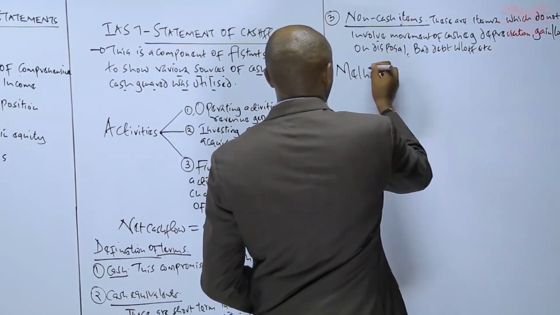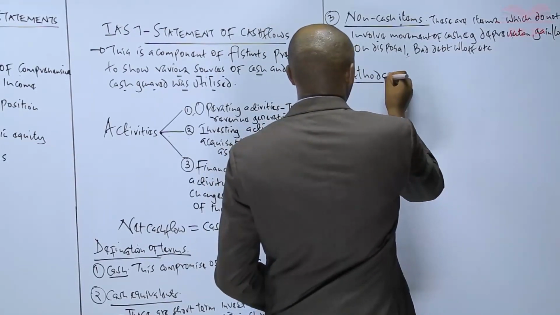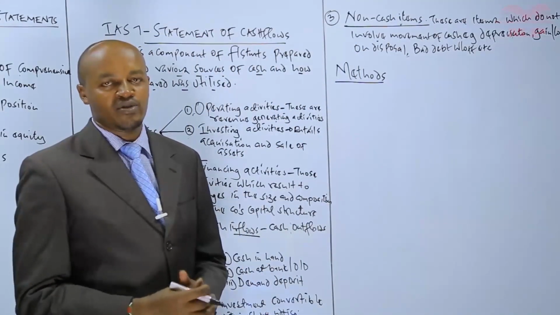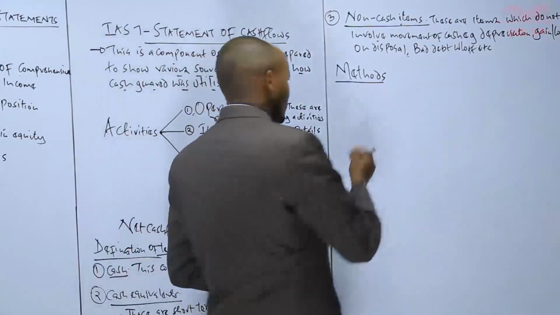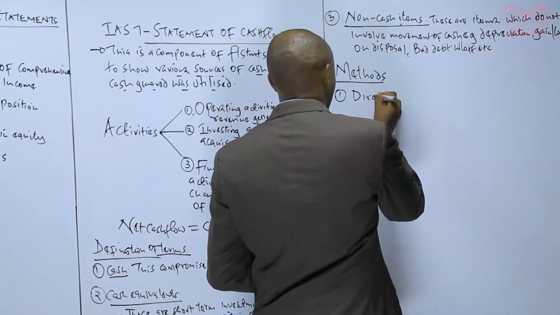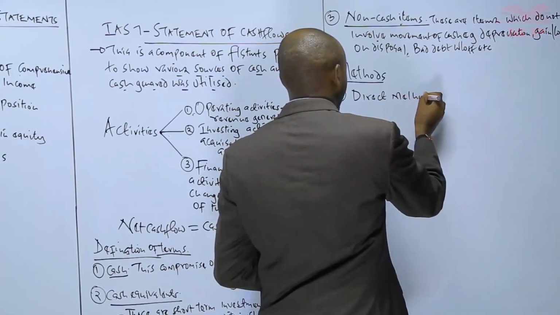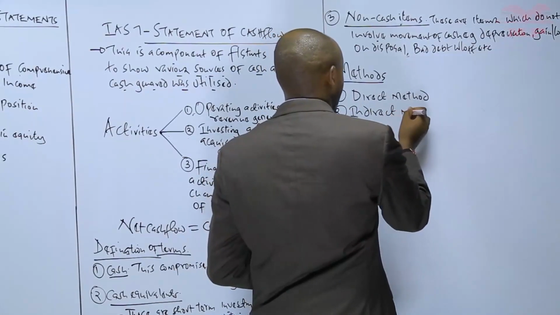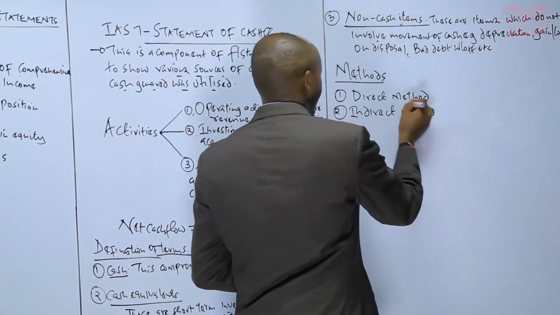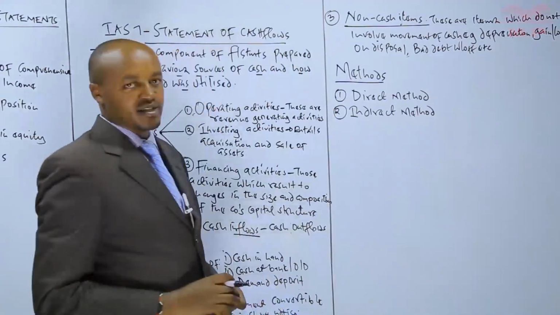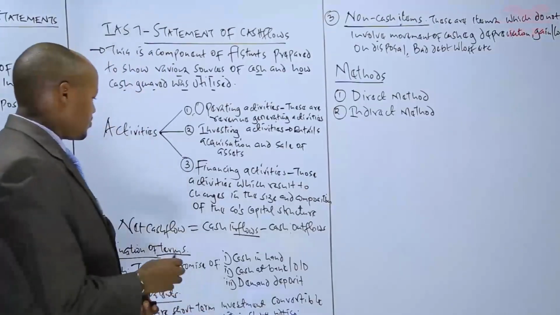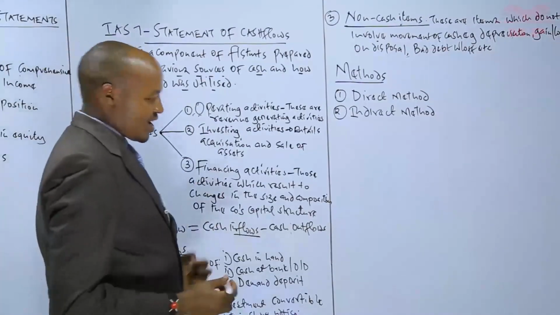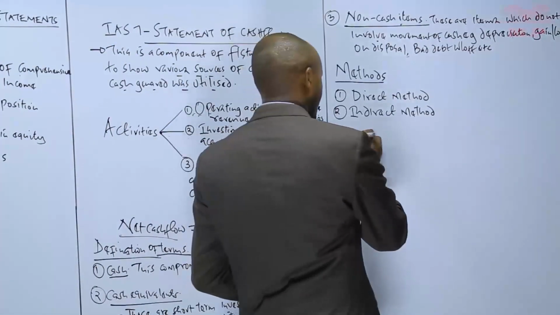Whenever a statement of cash flow is to be prepared, we have two methods which may be used in terms of computing or presenting our statement of cash flow. The first method is the direct method, and number two, we have the indirect method. The difference between these two methods of presenting the statement of cash flow is how we compute the net cash flow from operating activities.